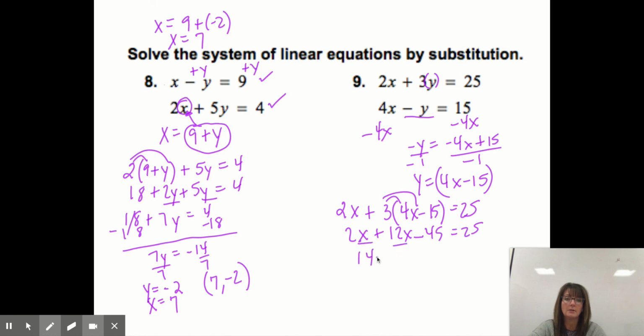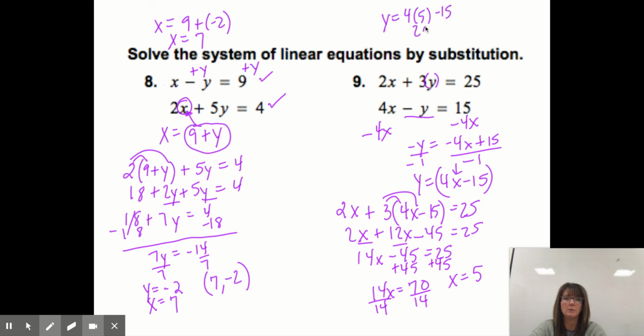Combine like terms. Add 45 and then divide by 14. So in this case, use your calculator to get x is equal to 5. Now, if we have x equal to 5 right here, we have y is equal to 4 times 5 minus 15. What's 20 minus 15? It is also 5. So y is equal to 5.